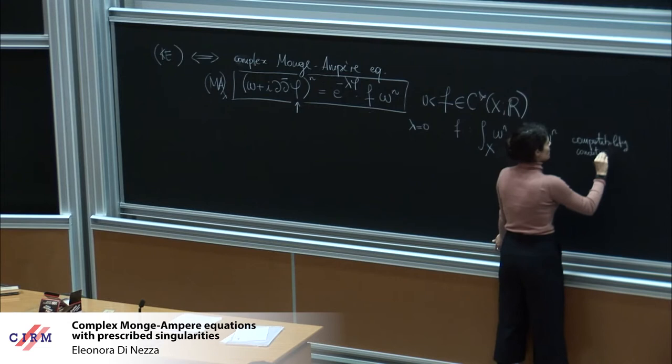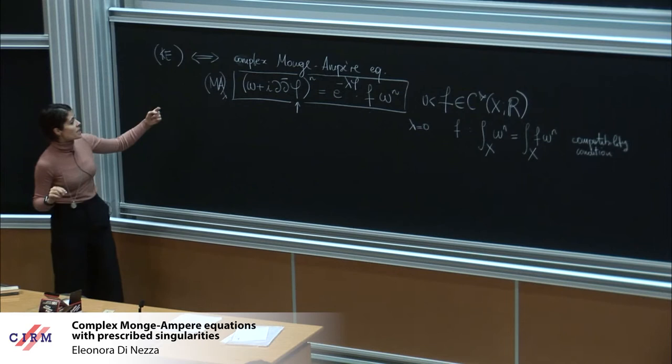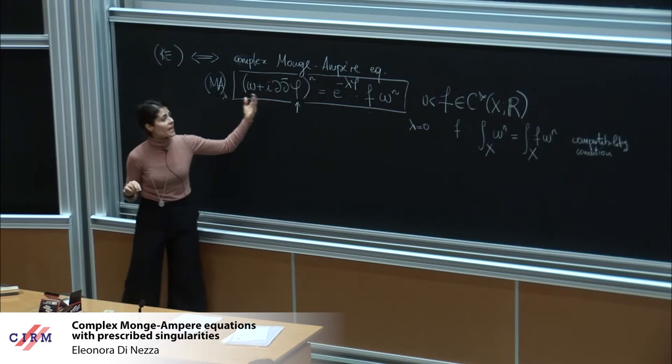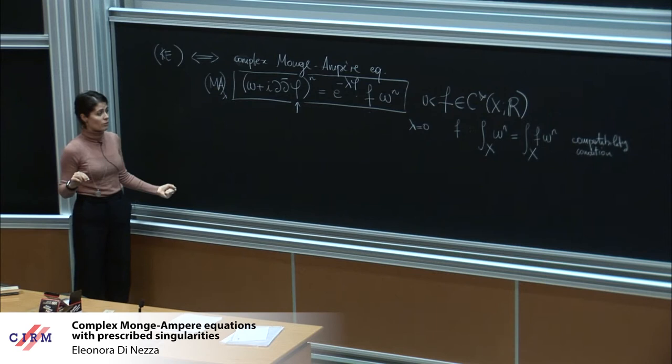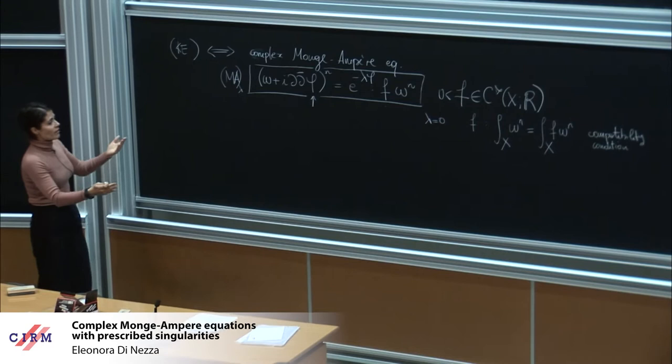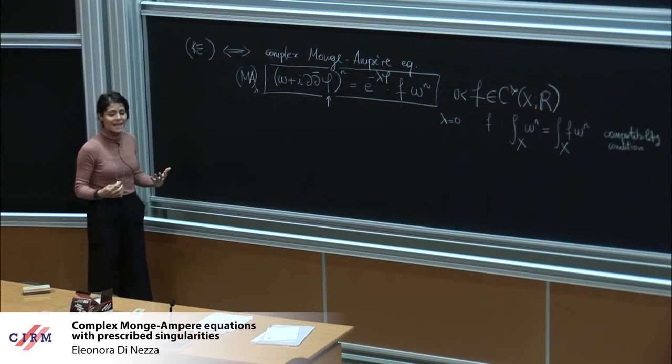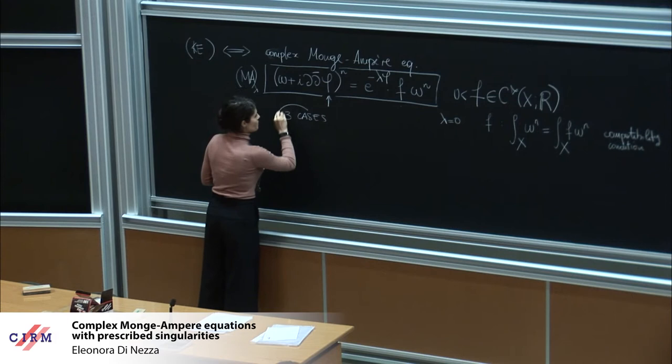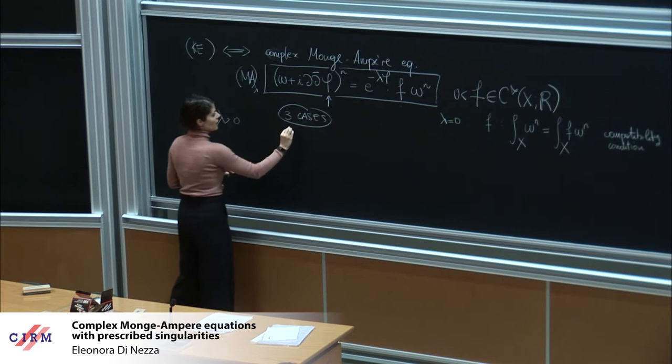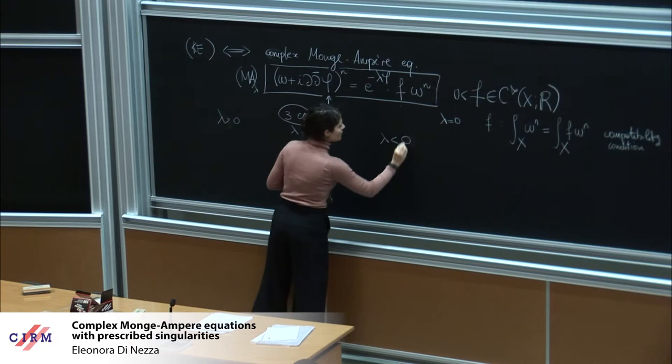So now the question is, if I wanna look for a Kähler-Einstein metric, I actually need to solve this equation. Can I solve such an equation? And if I can solve it, what can I say about the regularity of the solution? As I said, we have a family of equations depending on lambda, but actually it depends just on the sign of lambda. So we have three cases: lambda positive, lambda equal to zero, and lambda negative.